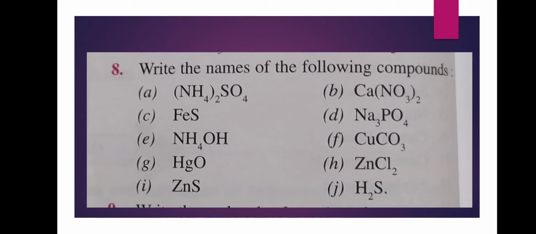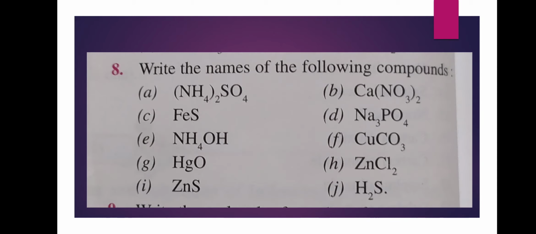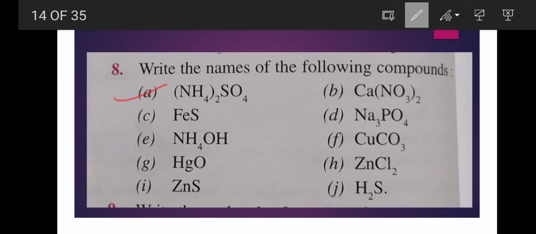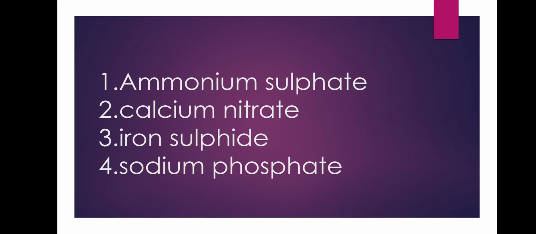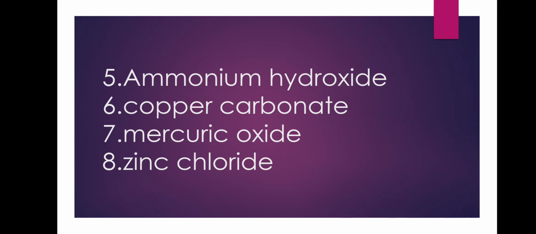Now next, write the names of the following compounds. So compounds are given here and you have to write the names. The first one is ammonium sulfate. Clear? Now next one is calcium nitrate. Next is iron sulfide. Now D is sodium phosphate. You can see here Na3PO4. This is sodium phosphate. Next, ammonium hydroxide.